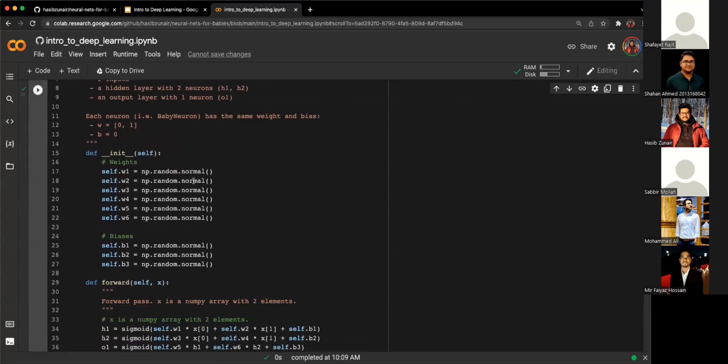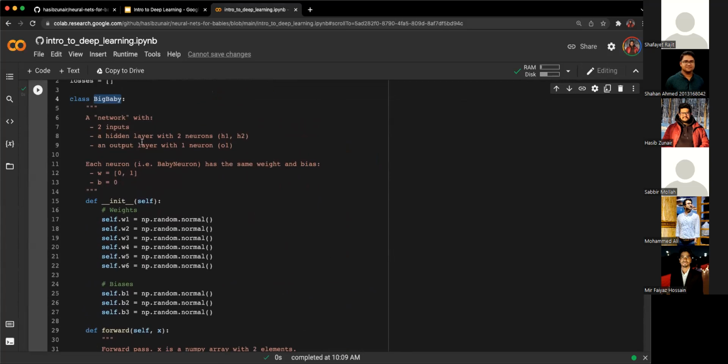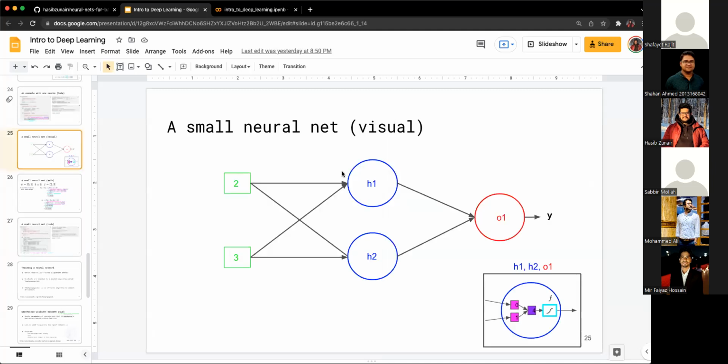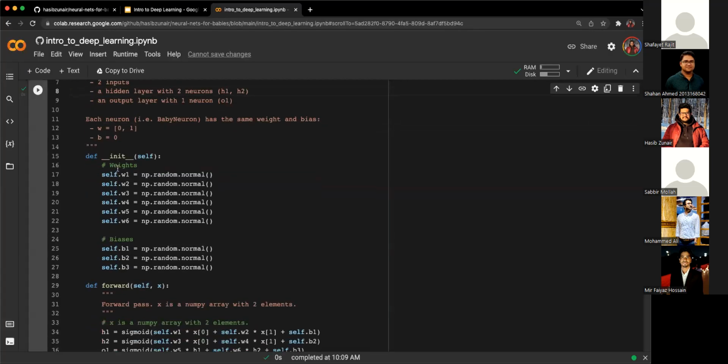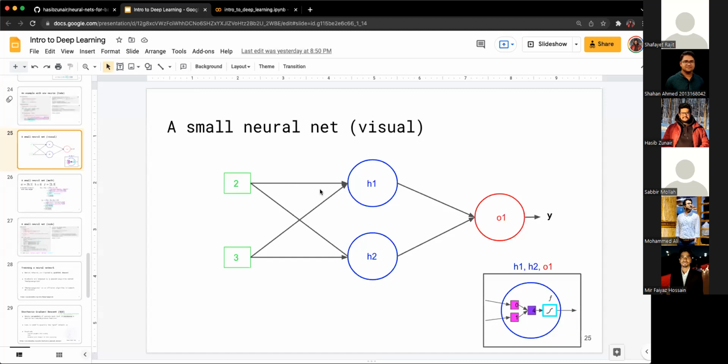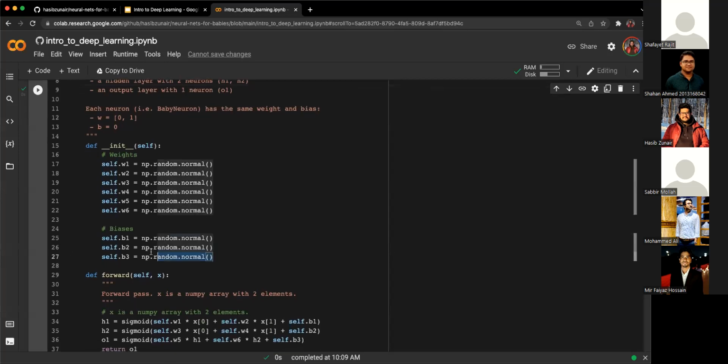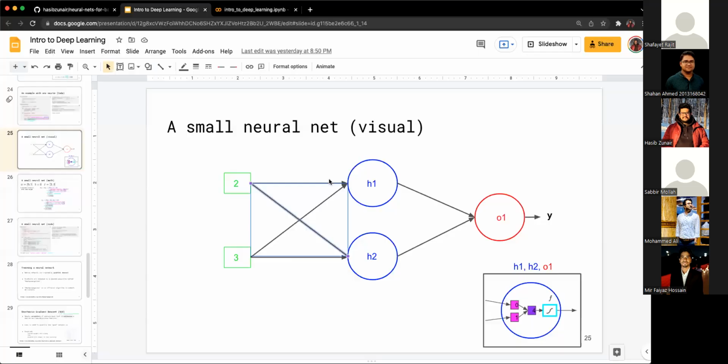Over here, we define the network, which has 2 neurons at the hidden layer and 1 neuron at the output layer, which is this network, right? Now for each neuron, over here, you can see we have 6 weights. Why do we have 6 weights? It's because of these connections, you can see 1, 2, 3, 4, 5, and 6. So these are the 6 weights in your neural net. And also we have the biases. These are 3 biases because for each neuron we have a bias, right? Which is just a single number.